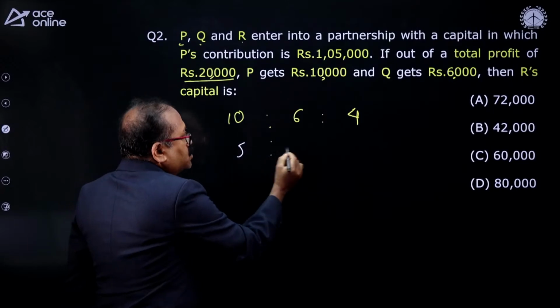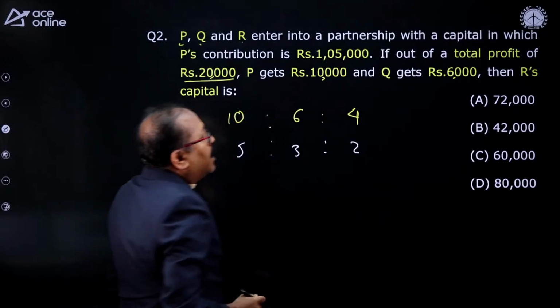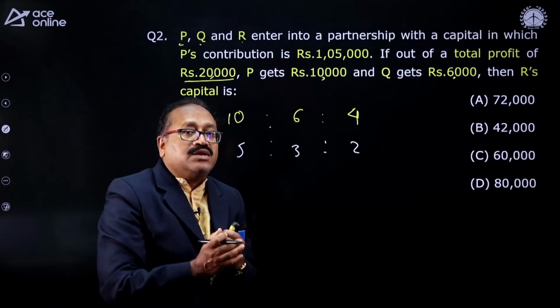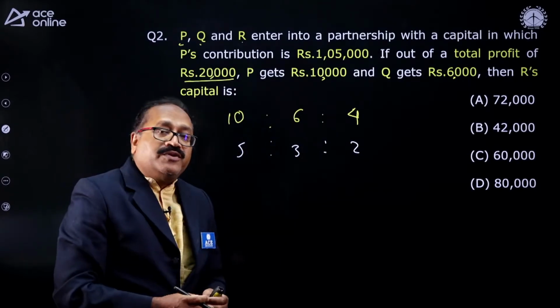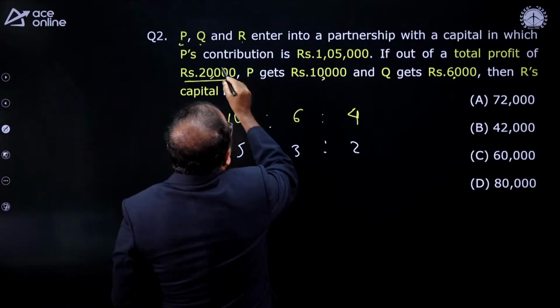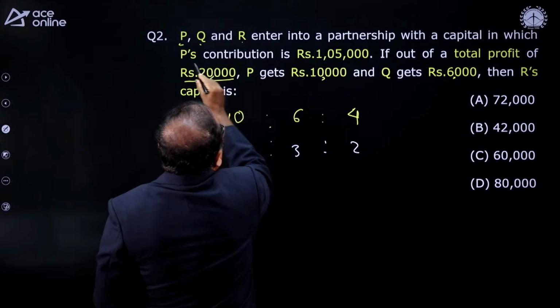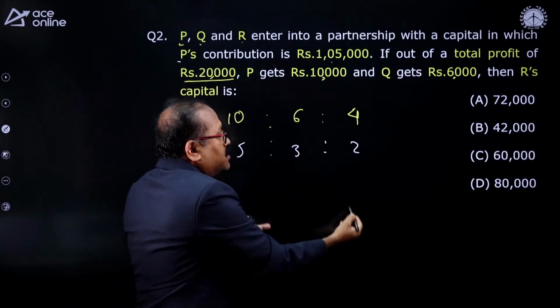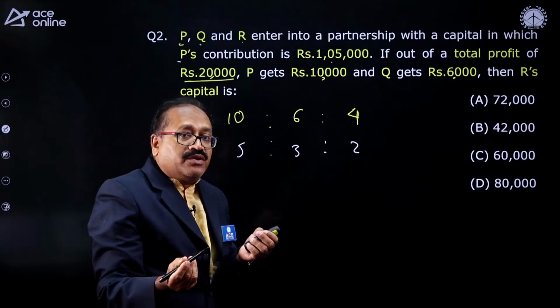That is 5:3:2. And we already know that. And there is no difference in the months. Nothing is said about the months. So this is my profit and loss. So if it is profit and loss, look at this one. Whose capital is given to us? P contributed this one. The capital ratio itself is the profit and loss ratio.